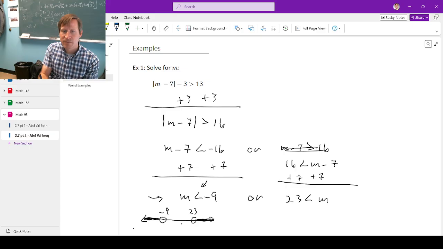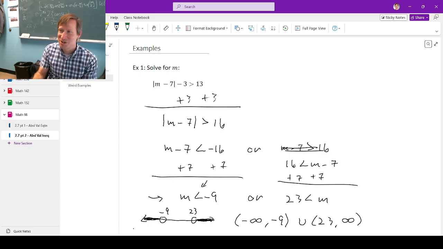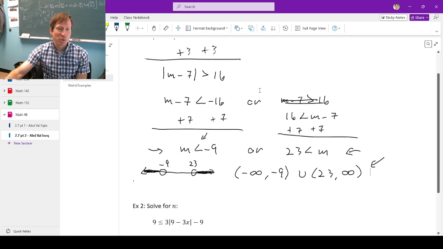So there's our graph. And then for interval notation, it would be the interval from minus infinity to minus 9, not including minus infinity or minus 9, union, so that cup symbol, the interval from 23 up to positive infinity, not including 23 or infinity. Okay, so there's our solution written all three ways, as a graph, using inequalities, and using interval notation. All right, let's look at one more example.